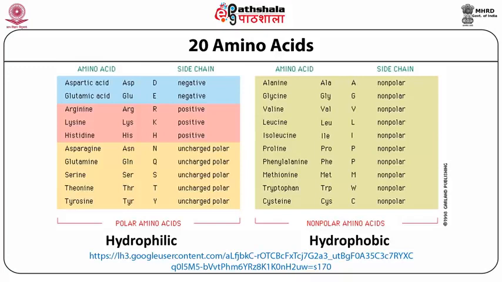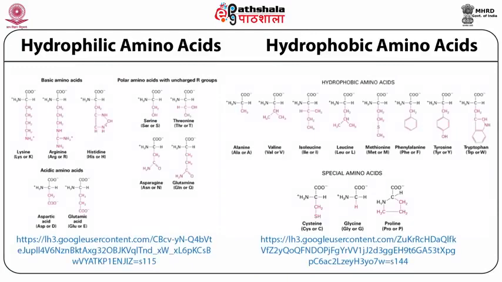The polarity of the side chain varies widely, from nonpolar and hydrophobic, as discussed, to highly polar and hydrophilic. Amino acids with nonpolar side chains: among standard amino acids, nine contain a nonpolar side chain. These include alanine, glycine, leucine, valine, proline, isoleucine, phenylalanine, methionine, and tryptophan.